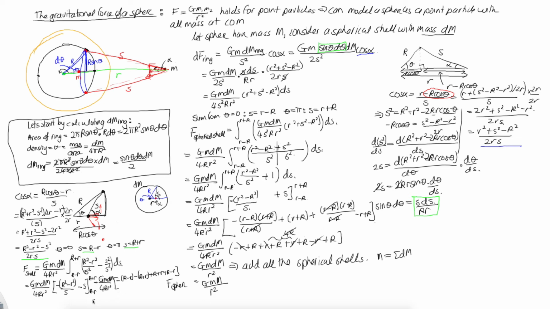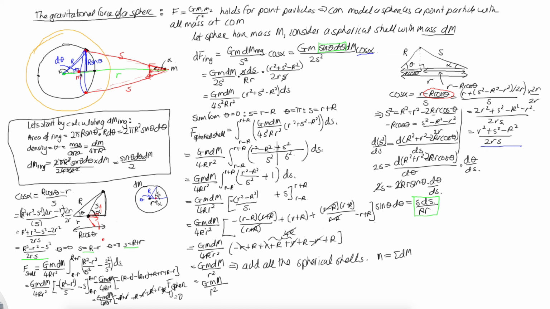So this is equal to GM dm over 4R squared, and then I've got minus R plus little r minus big R minus little r, so these cancel, and then I've got plus big R, which will cancel that one, then plus little r plus big R, which will cancel that one, minus little r. So that in fact equals 0. So this tells me that if I take any point inside the sphere, then the net gravitational force on this point due to that sphere is 0.